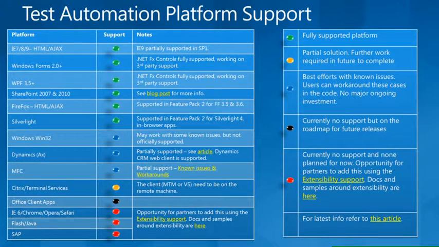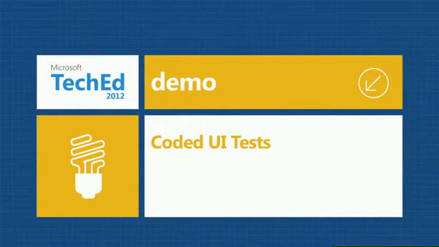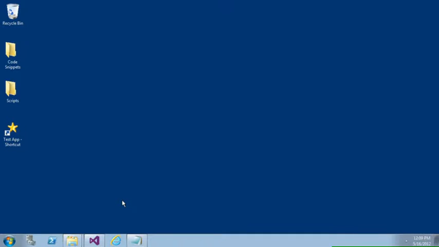Silverlight is another one that we are currently working on. It's not currently in Visual Studio 2012, but if you need to write coded UI tests for Silverlight, then you can go back to Visual Studio 2010 and use Feature Pack 2, which adds support for Silverlight. So I don't want to get too far into the weeds with the platform matrix here, because again, all this information is online, but I did just want to call out a few caveats. So let's dive into some demos, and we'll create our first coded UI test.